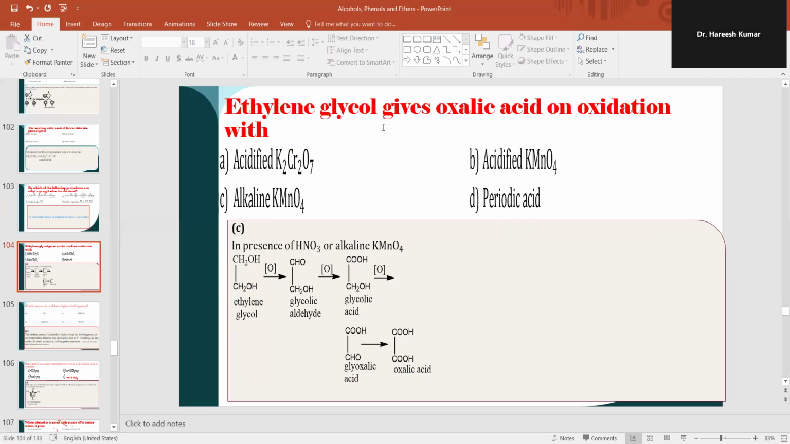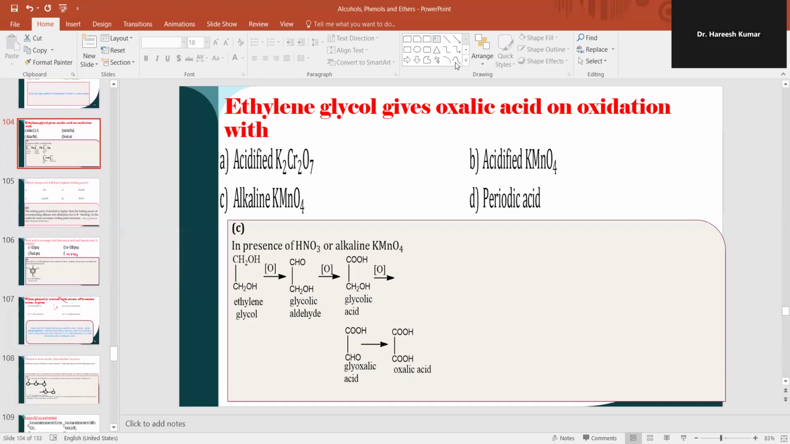Ethylene glycol gives oxalic acid on oxidation with alkaline potassium permanganate because it's a strong oxidizing agent, which converts ethylene glycol into glycolic aldehyde, further converts into glycolic acid, further converts into glyoxylic acid, further converts into oxalic acid. Let's take another question.